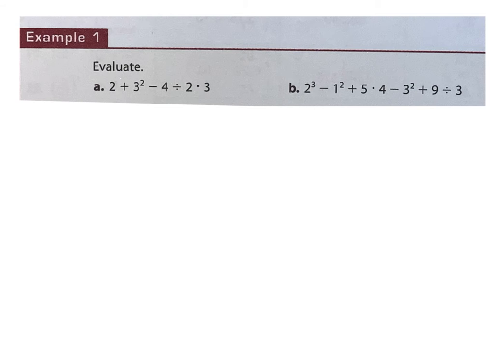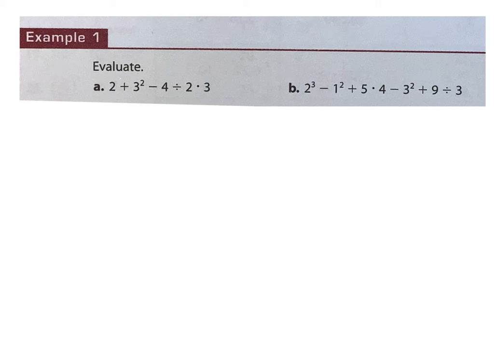So let's look at example 1 that they have. They want us to evaluate. In this first example, they didn't give us any grouping. So for these examples, there's no grouping. We're going to go straight to our exponents. I'm going to write these out step by step. I don't require that you write it out step by step, but as you go through this process to check yourself, it's a good idea to write out your steps.